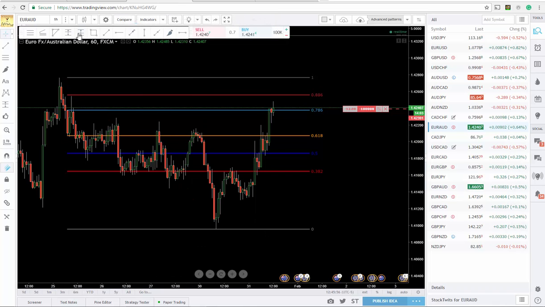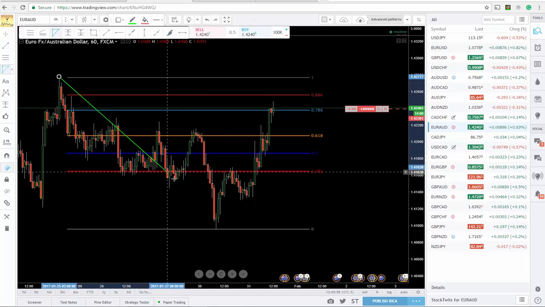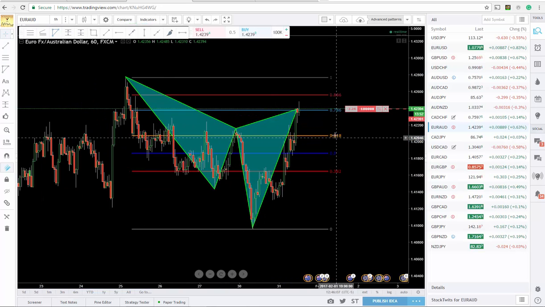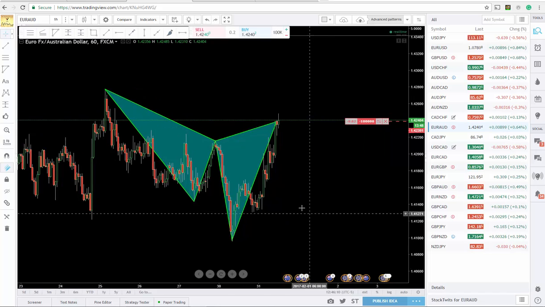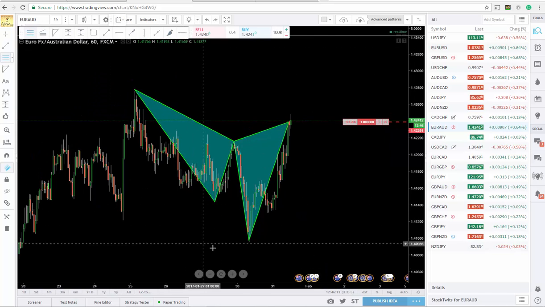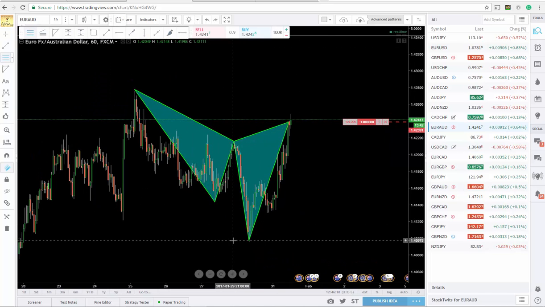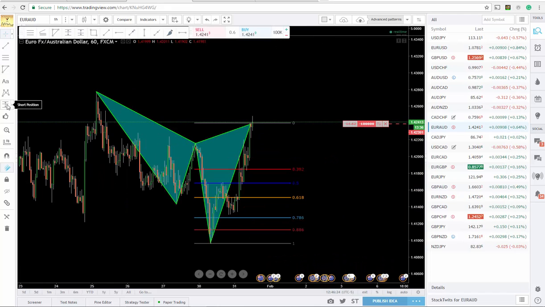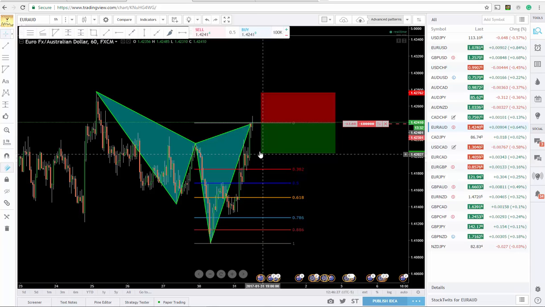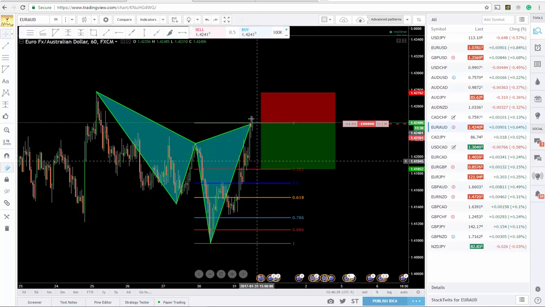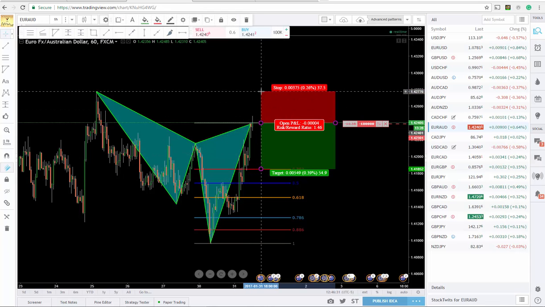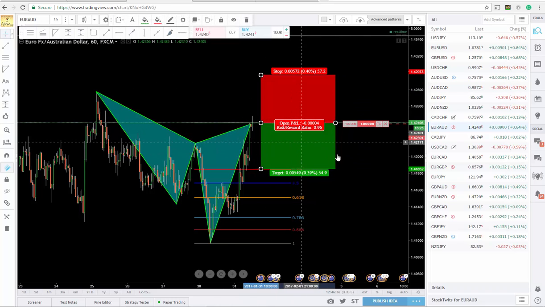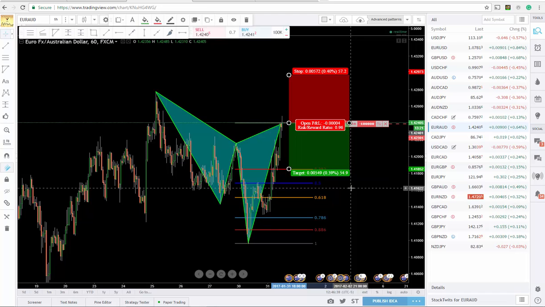So if we draw that in with our triangle tool, that pattern looks something like this. And as you can see, we've already been filled on this specific order. So our target and stop loss would look something like this. For the target, I take a Fibonacci retracement from C up to D. If I bring on the short position tool, my target is going to be at the 382 retracement, and my stop loss is going to be above X. So we have something like a 1-to-1 risk reward here on this specific trade.